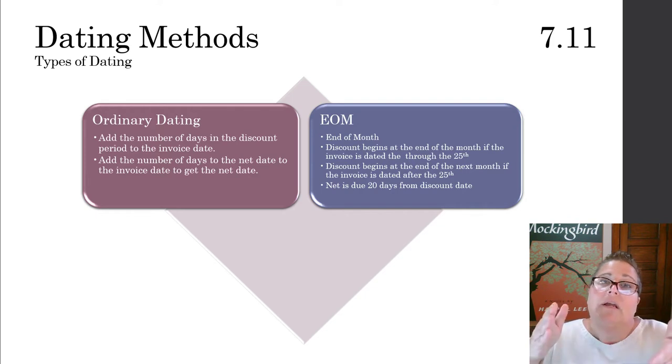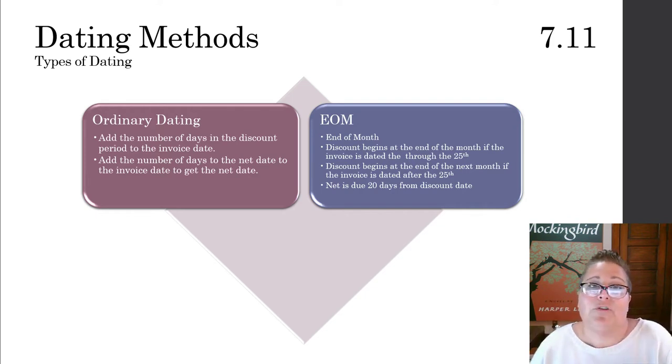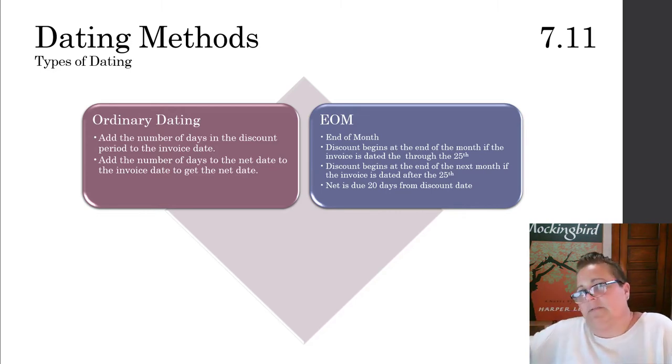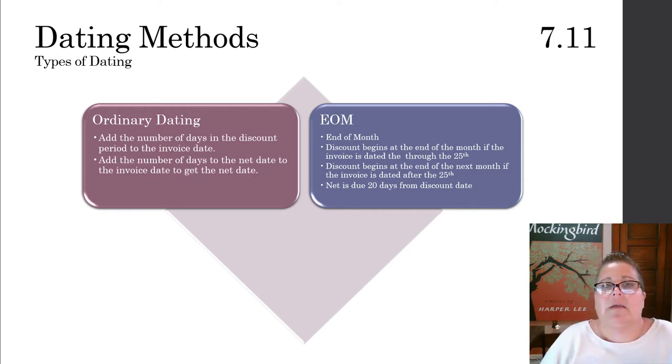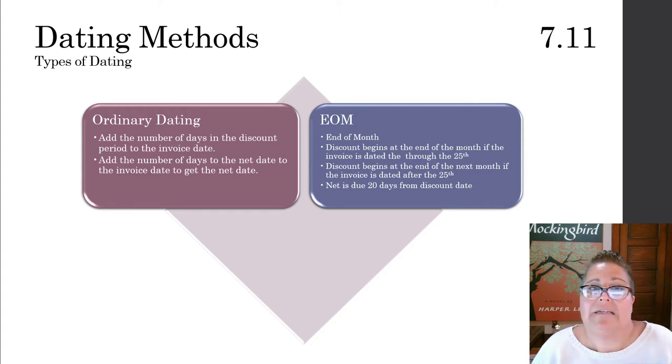If your invoice date is after the 25th of the month, then you get the entire next month and you don't start until the next month. So 2 months ahead, okay? In either case, the net amount is due 20 days from the discount date. 20 days from the discount date.